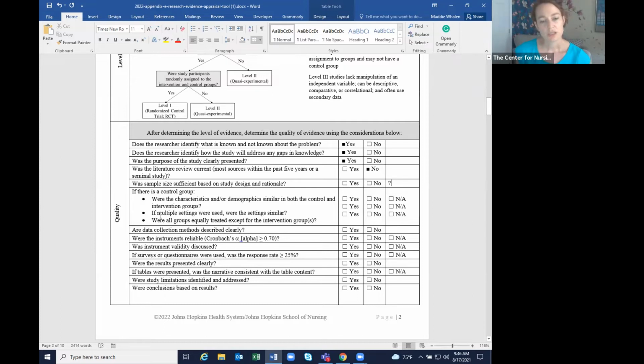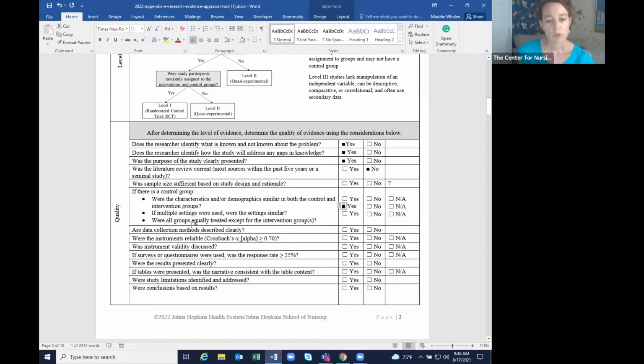The next question is, if multiple settings were used, were they similar settings? Yes, they used the same settings for pre and post: the SICU, the MICU, and the telemetry unit. I think that's also a good way to read the question. I was reading it as if they were in multiple hospitals, were they the same? But it's probably better to think about whether the units involved were the same. So we're going to say yes.